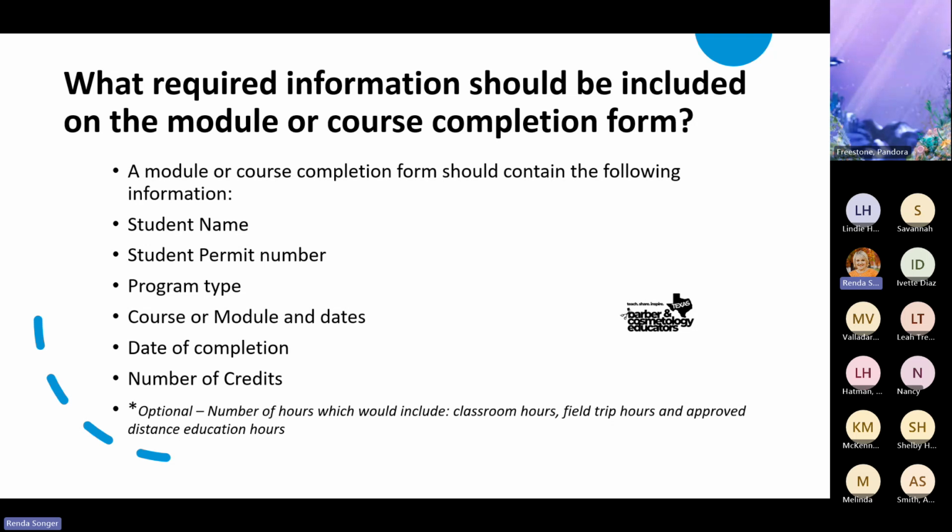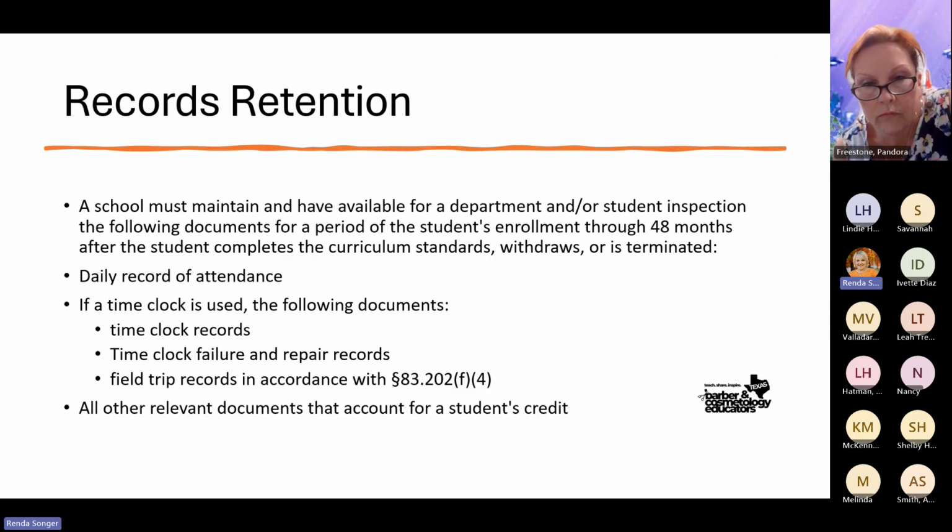Then here it says optional: number of hours, which would include classroom hours, field trip hours, and approved distance education hours. That's what TDLR says. You can put it on your module completion form if you want to, but you don't have to. I never recommend providing more information than what is requested. You always want to keep it simple. Make sure you're meeting the requirements without providing more information than you want to answer questions on, okay?